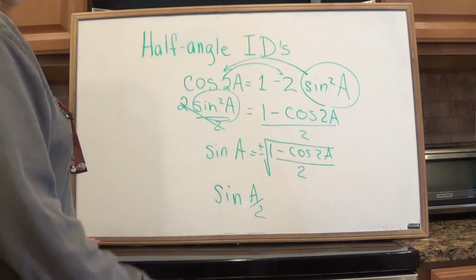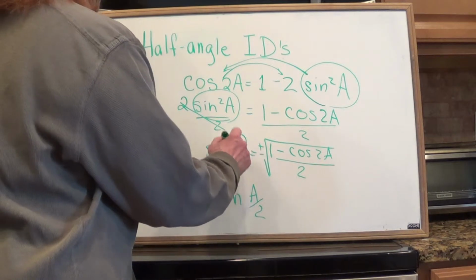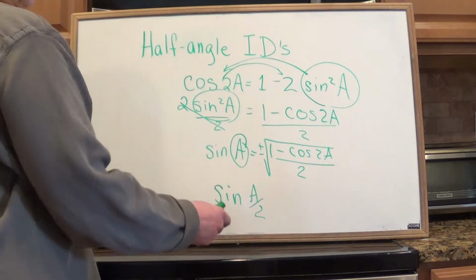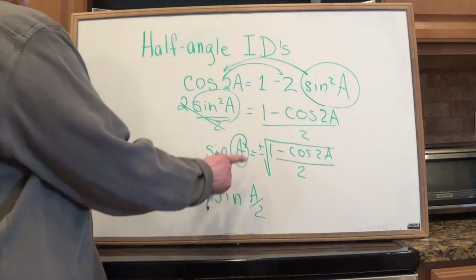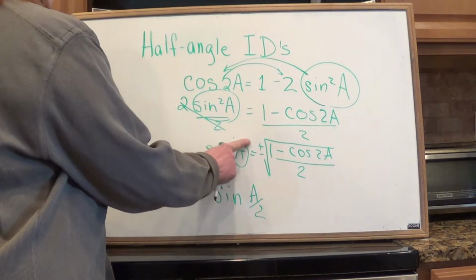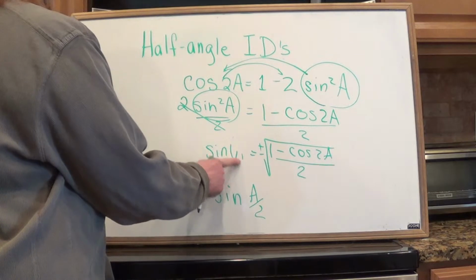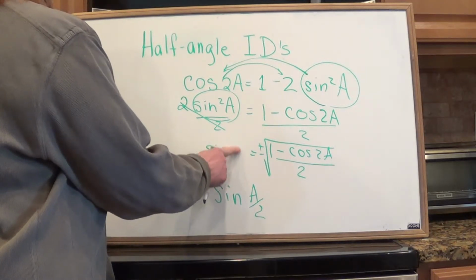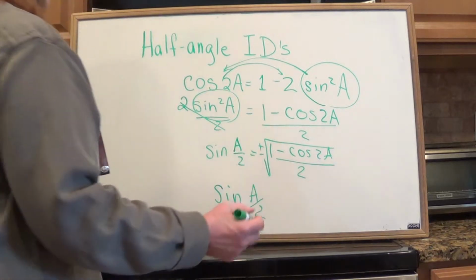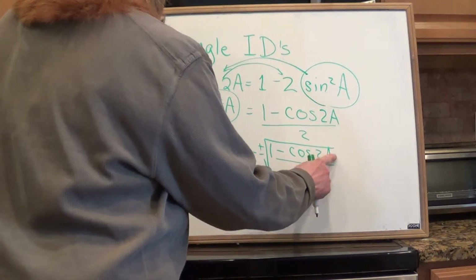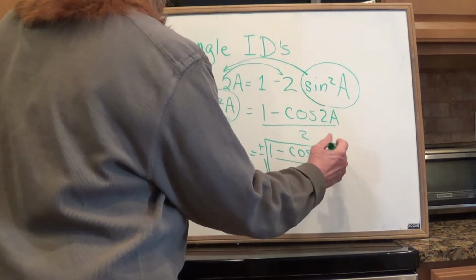Well, guess what I'm going to put in for a? I'm going to put in a over 2, and that works as long as I put in a over 2 here. So let me just do it by erasing, since I'm running out of space. You can rewrite this as your next line. So I'm going to put a over 2 there, and that causes me to put a over 2 here.